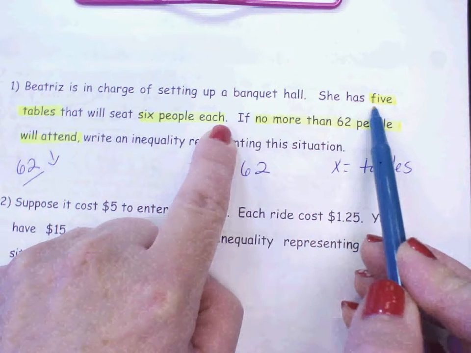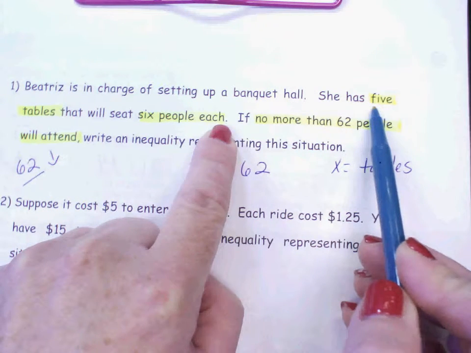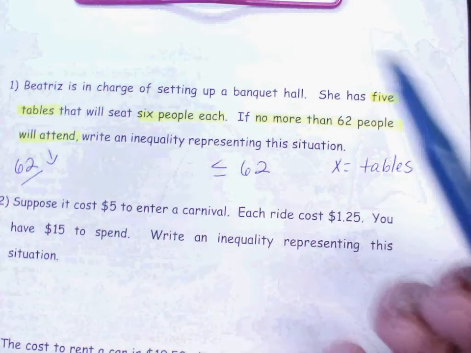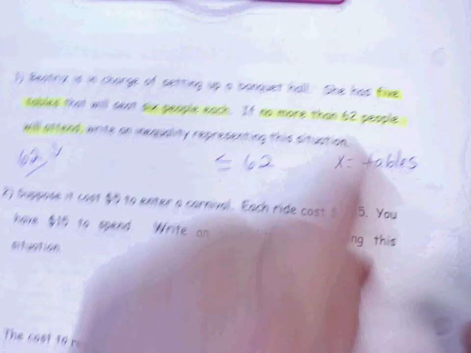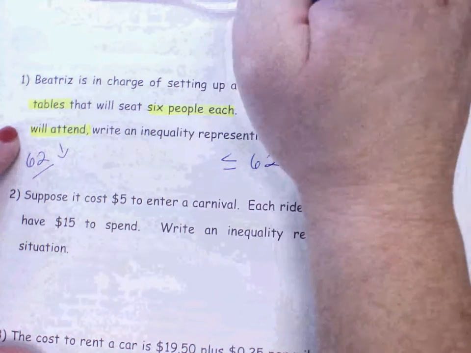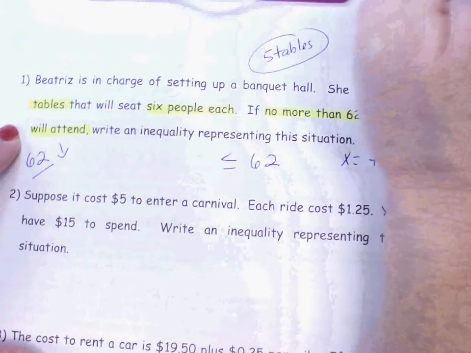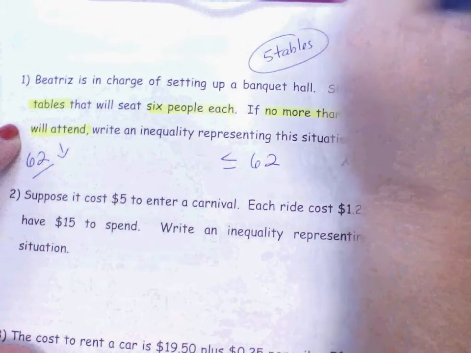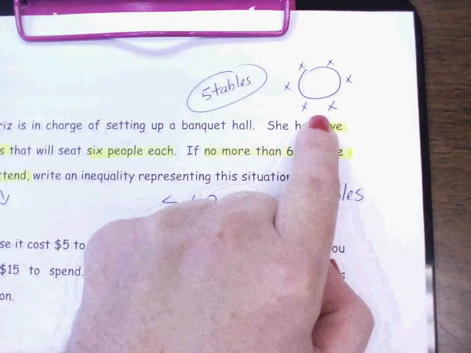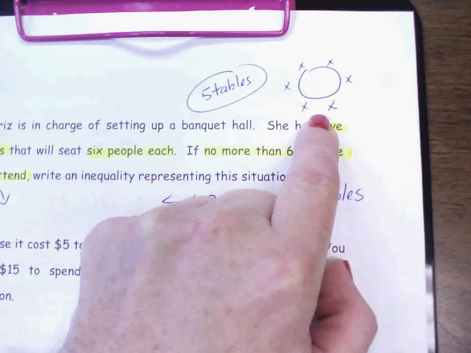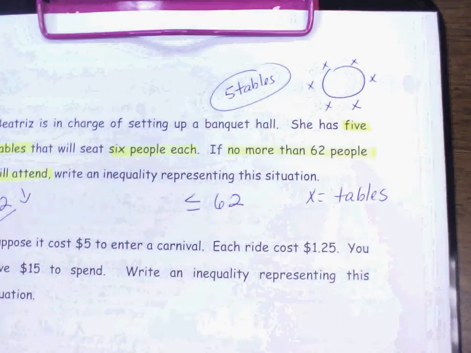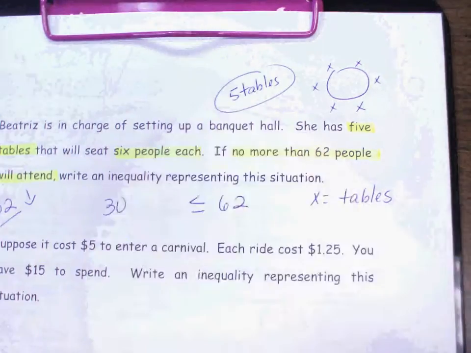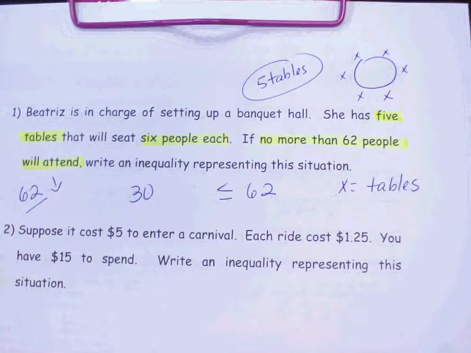All right? So 5 tables that will sit 6 people each. So how many people can she sit down right now? She's got 5 tables, and then on each table, 6 people can sit down, right? So how many can she sit right now? 30. She can sit 30.